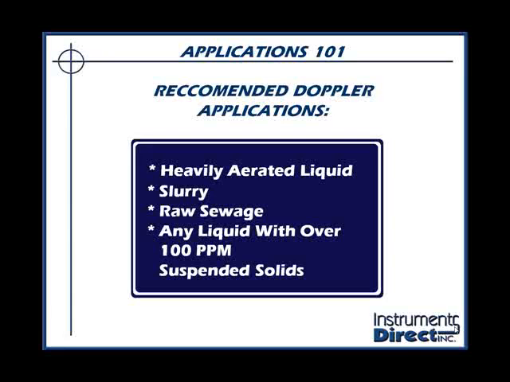So the Doppler flow meter works best on closed full pipe applications that are either heavily aerated or with lots of solids. So for example, slurries, paper stock, raw sewage are ideal for an ultrasonic Doppler flow meter. Traditional applications would be, for example, in wastewater. It would be sewage and sludge, and in mining applications and food applications where there's always a lot of suspended solids.